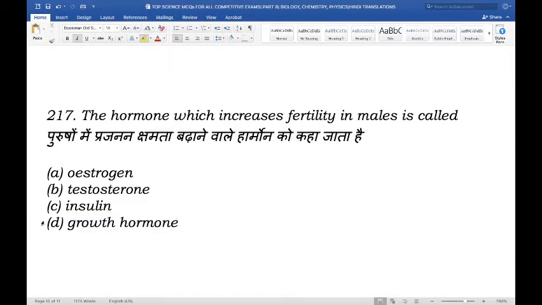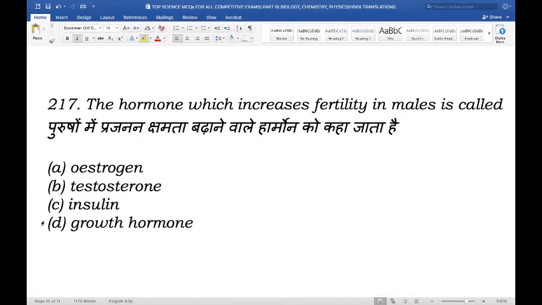The hormone which increases fertility in males is called, is it A, estrogen, B, testosterone, C, insulin, or D, growth hormone? So the hormone which increases fertility in males is called B, testosterone. Testosterone is the primary sex hormone and anabolic steroid in males.